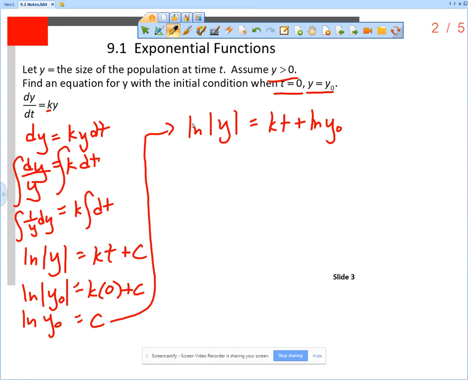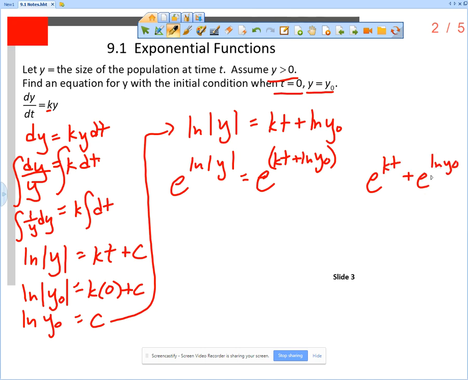The way to get rid of a natural log is to do the operation that is the inverse of the natural log. That would be the exponential base e. So we're going to exponentiate each side. I have e to the natural log of the absolute value of y equals e to the kt plus the natural log of y sub 0. Remember, you're exponentiating the entire right side here. So you can't exponentiate each thing individually. You can't say e to the kt plus e to the natural log of y sub 0. That is mathematically incorrect.